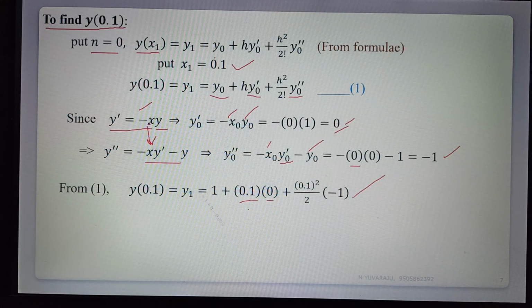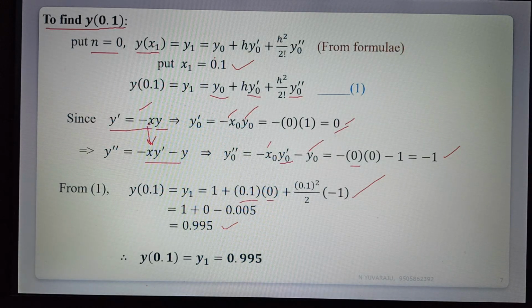Now simplification is 1 plus 0 minus 0.005, that is equal to 0.995. This is the first value y of 0.1, that is y1. So y of 0.1, y1, is equal to 0.995. Okay, this is the first value.